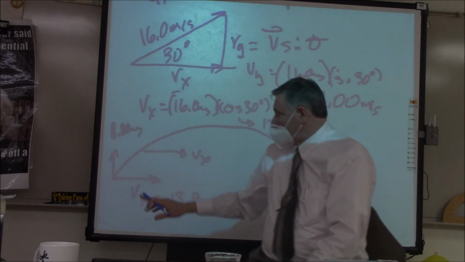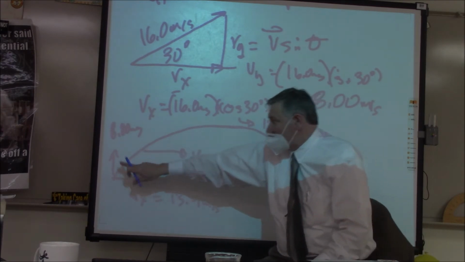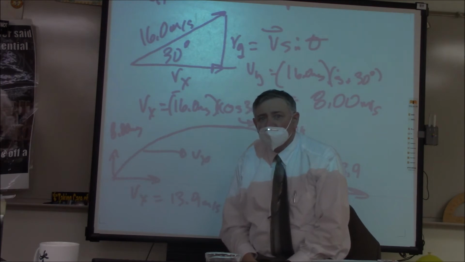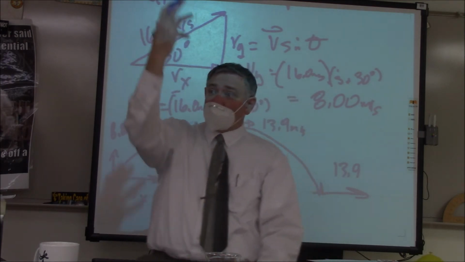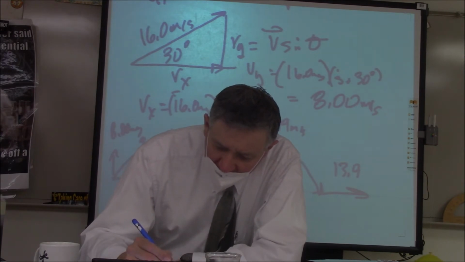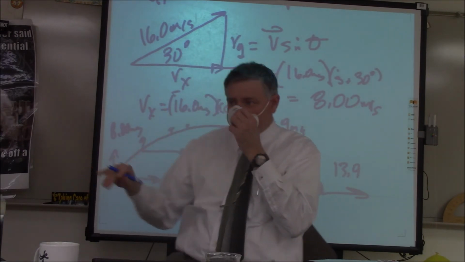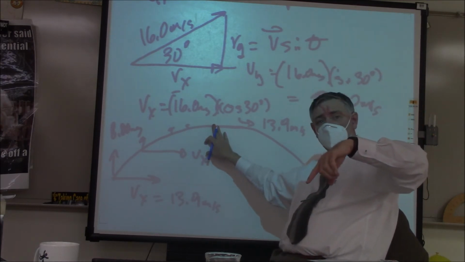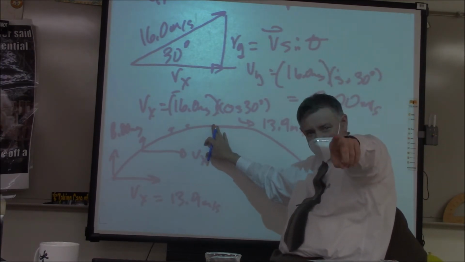So as it flies through the air, what's going to happen to that vertical velocity as it goes up? It's going to decrease, right? Because gravity is pulling it down. So that vertical velocity is going to get smaller and smaller and smaller. When will that vertical velocity go to 0? It's at its highest point. Beautiful, when it's at its highest point.